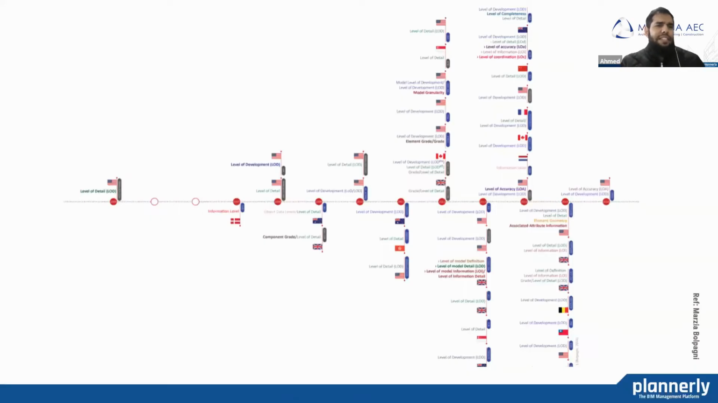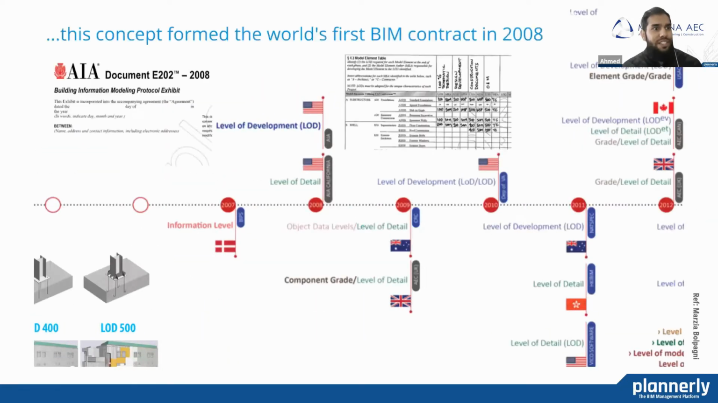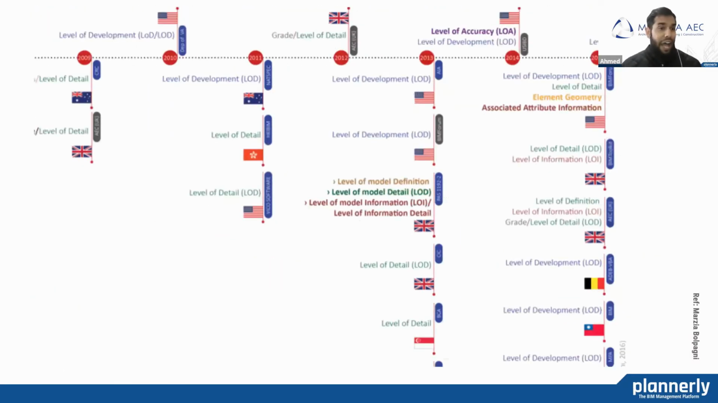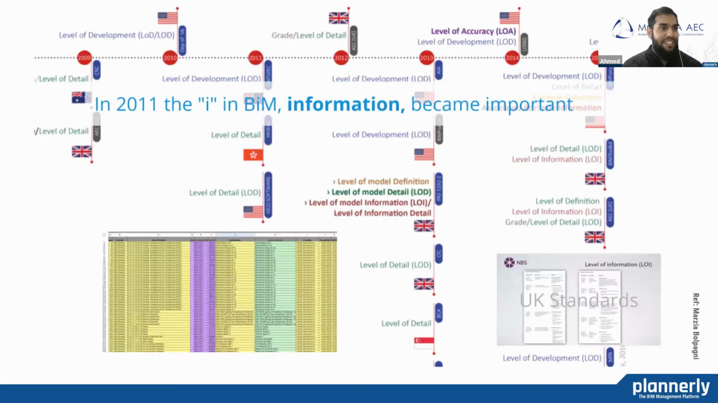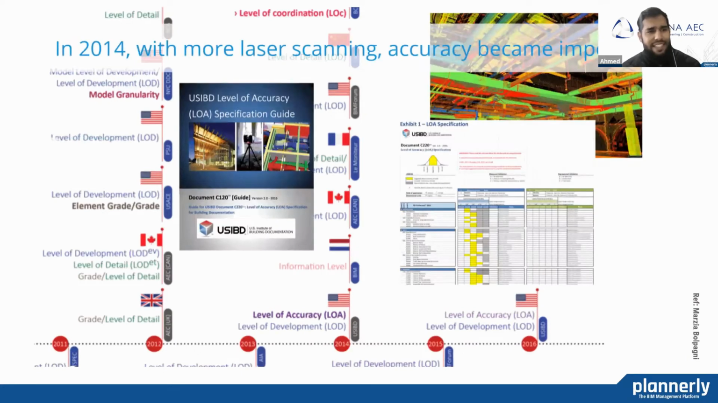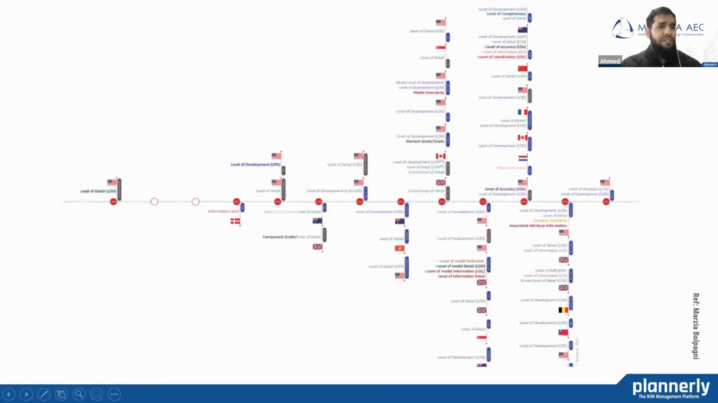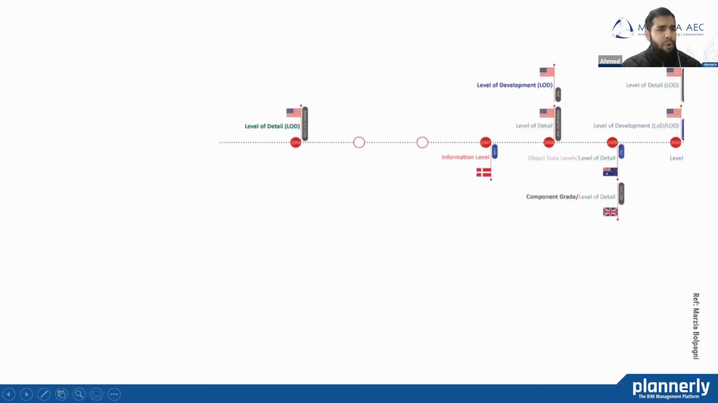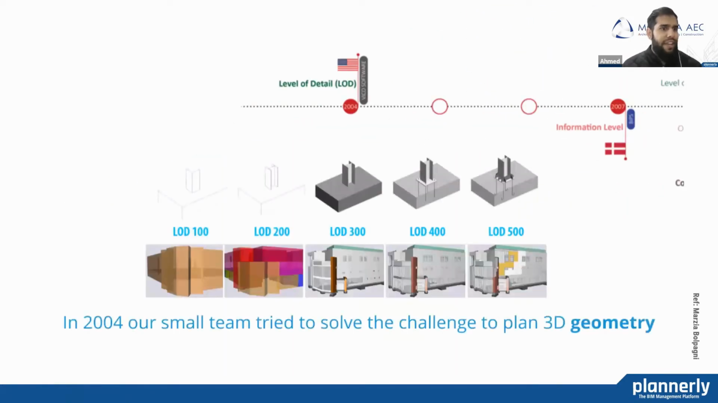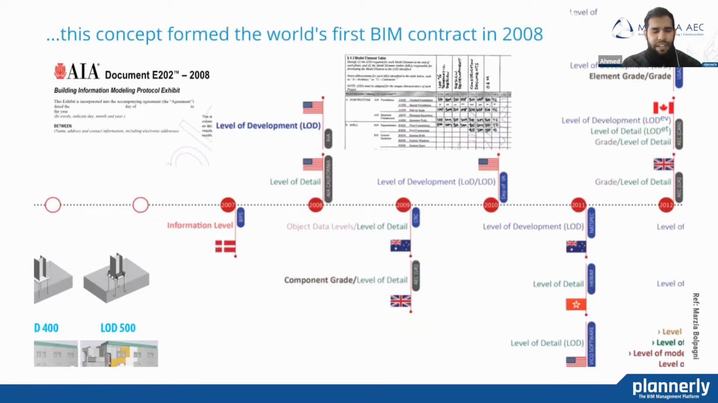At the start of 2004, we were able to solve the challenge to plan 3D geometry. The first BIM contract was formed in 2008 in the USA. We had the LODs being developed in 2011. The I in BIM for information started to become important. The PAS 1192 in 2014, with laser scanning and accuracy becoming important with LOI. All of these definitions and terms becoming important. And now we have even more definition and refinement in the ISO standards and some really powerful documentation becoming available for us.